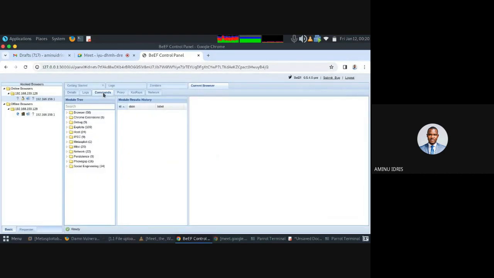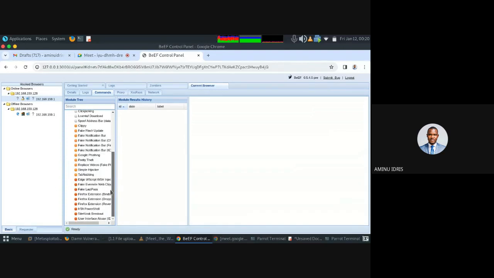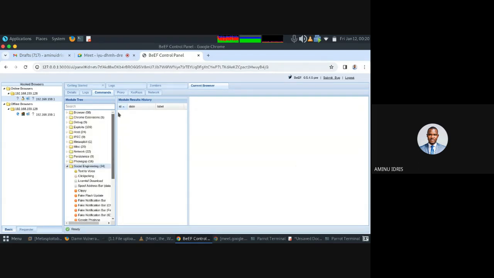Under the command section, we have social engineering at the bottom. So I'll click on social engineering. Once I click on it, as you can see, there are a lot of exploits which I can use to further exploit the browser. What I'm more interested in is what attackers normally intend to use. There is what we call thefts.